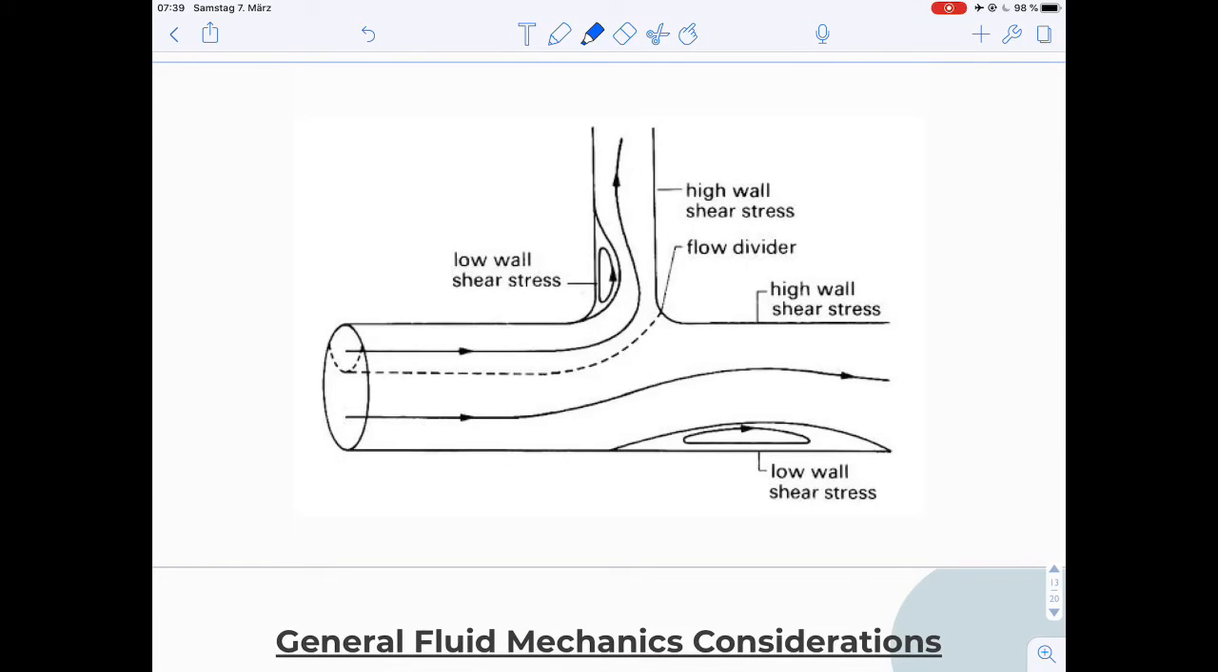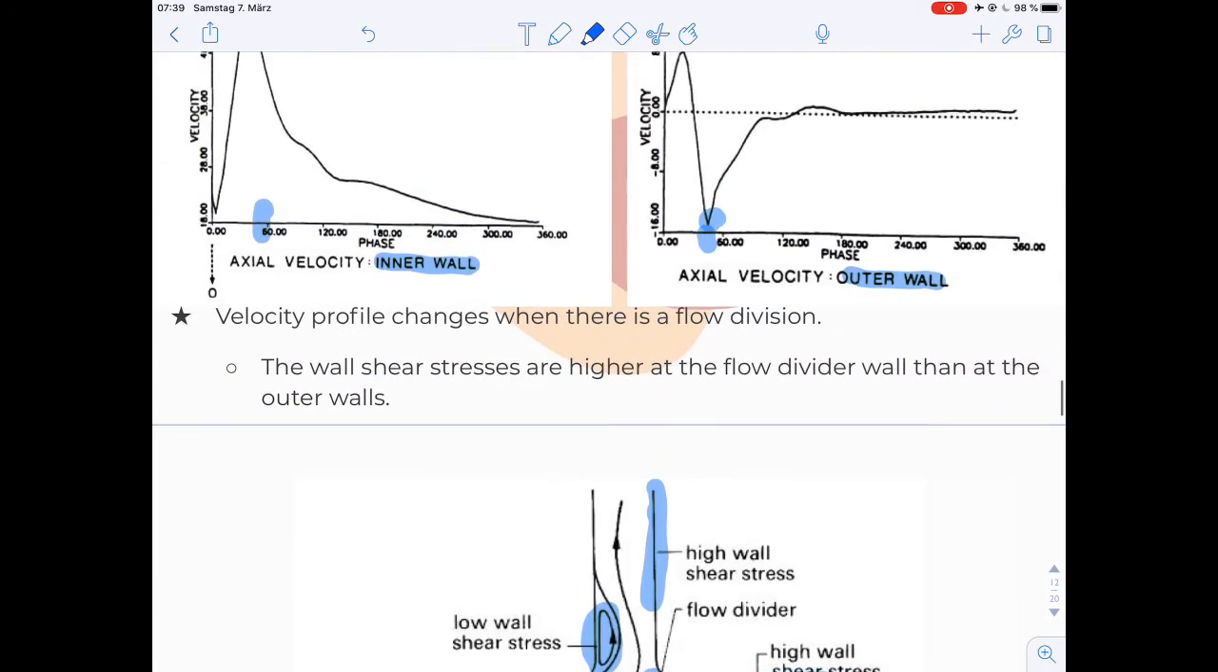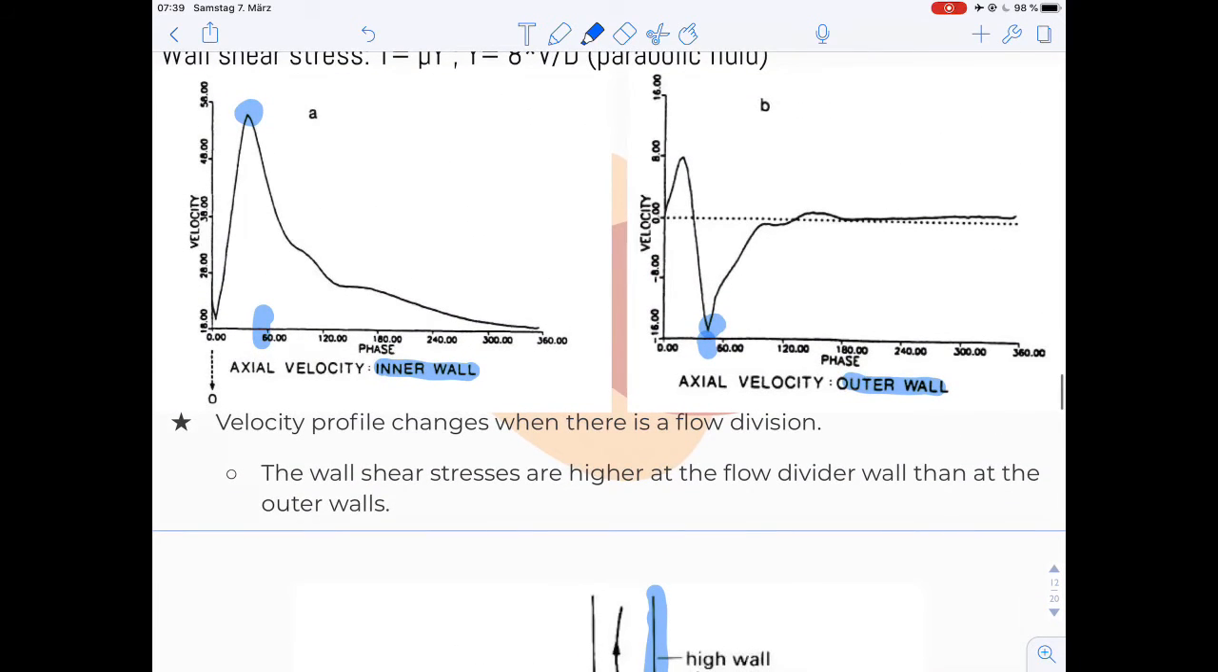Here, we can see an image that demonstrates the fluid dynamics of flow in the bifurcation. Here we can see that we're going to find a wall with low shear stress. The flow divider will be here. Here we're going to have a wall with high shear stress, as well as on the other side of the bifurcation. And here we're going to have another low side. And in this part of the image, we can see that at the inner wall there is a high value, whereas in the outer wall there is a low value.